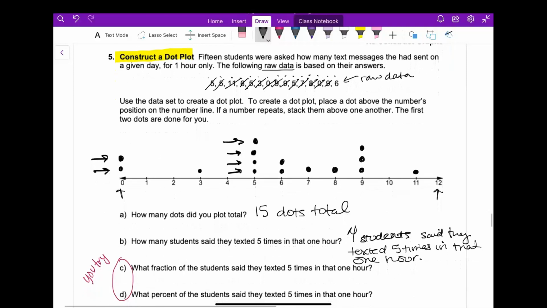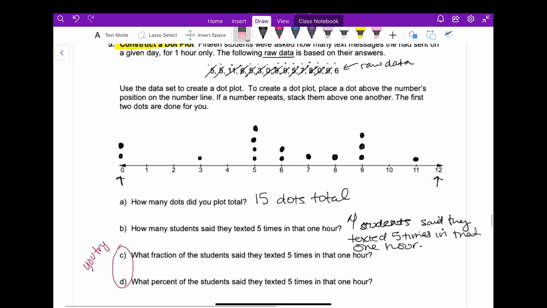Great. I hope you're feeling confident with a dot plot. And we have a C and D for you to try.